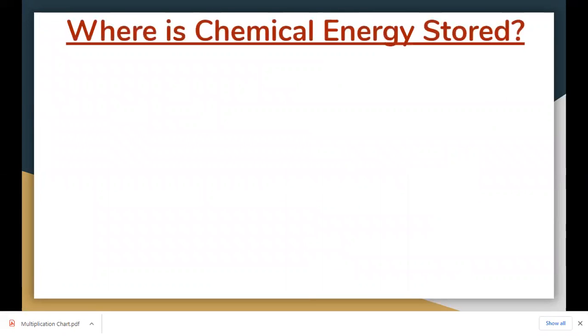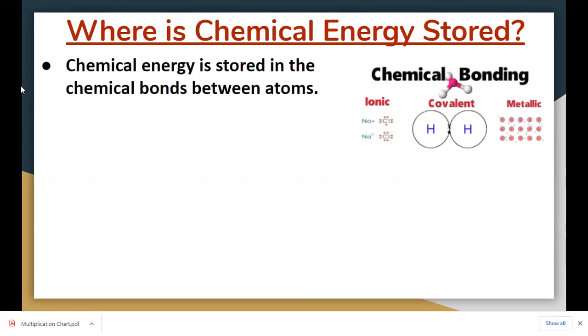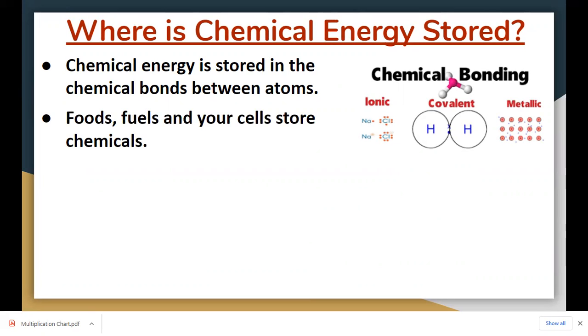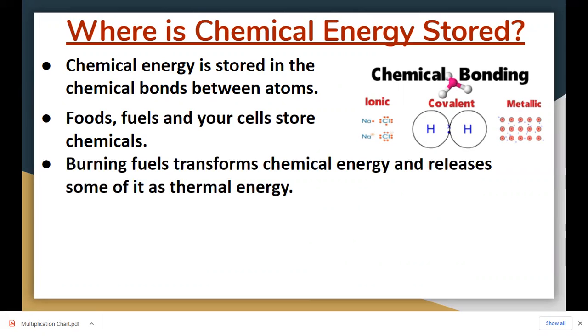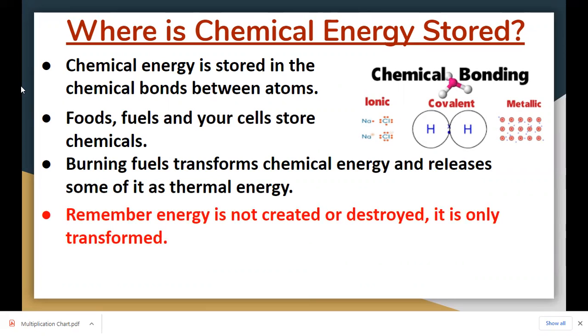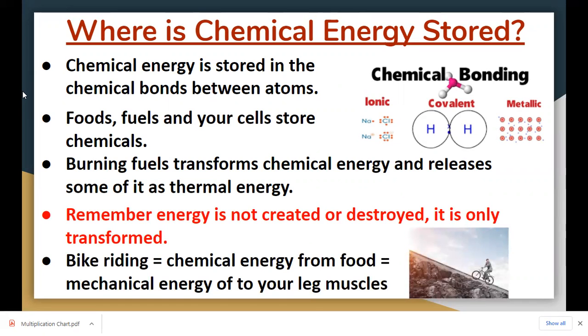What or where is chemical energy stored? Well, chemical energy is stored in the chemical bonds between atoms. There are some examples of some chemical bonds: ionic, covalent, metallic. Foods, fuels, and your cells will store chemicals. Burning fuels transforms chemical energy and releases some of it as thermal energy. Remember, energy is not created or destroyed, it's only transformed, correct? So bike riding equals chemical energy from the food the person eats, which equals mechanical energy of your legs, muscles, as you bike up the hill.